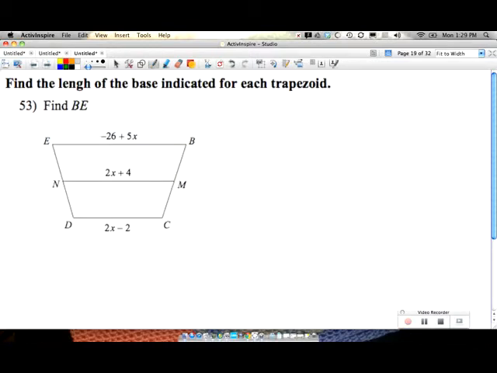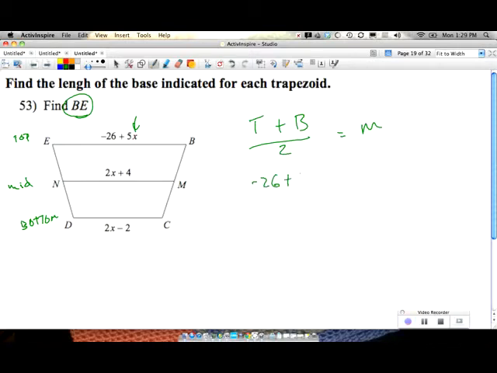Let's take a look at the next one. This one's going to be similar. They're asking us to find BE. So first we got to solve for x, then we have to plug it back into this little piece right here. So let's look at what we have. We got a top, we got a bottom, and we got a middle. And we know that the top plus the bottom divided by 2 equals the middle. That's our average of the two bases is going to equal the middle.